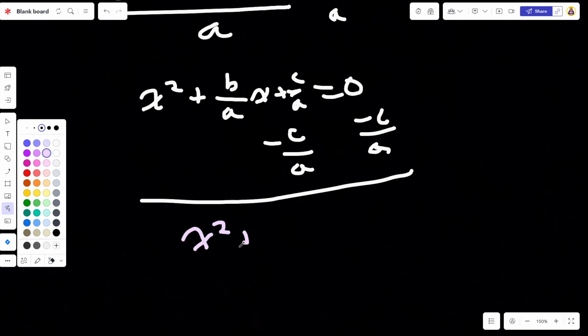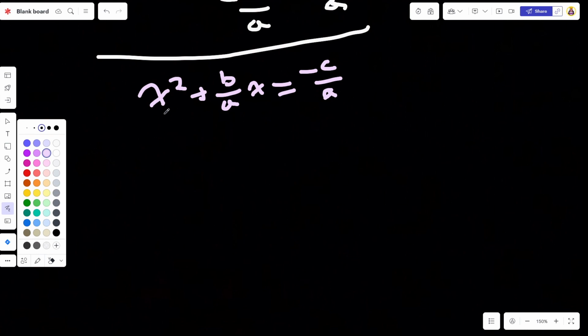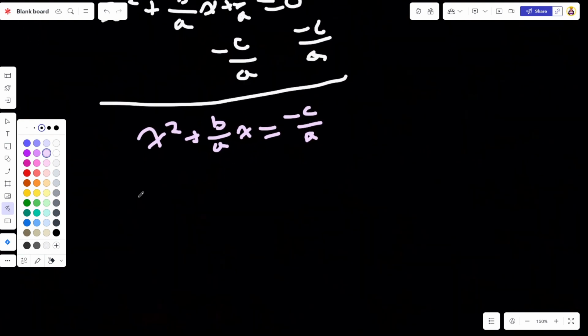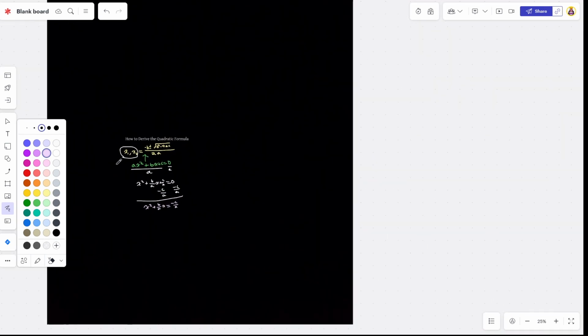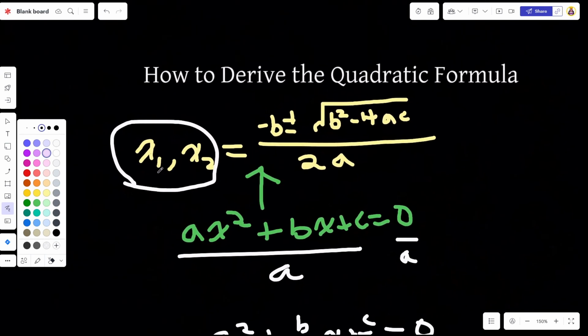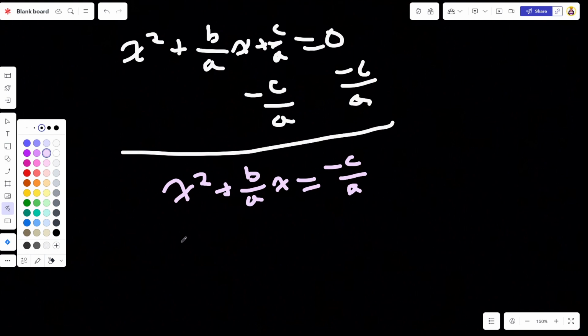x squared plus b over a x equals negative c over a. Okay, so now what do we want to do? We notice there's still an x squared term, and that's going to be pretty hard to get rid of. As you can see over here, we have x, not x squared. And we certainly can't subtract both sides by b over a x, because this is not a constant. We would be moving the x term to the right side, and we don't want that either.